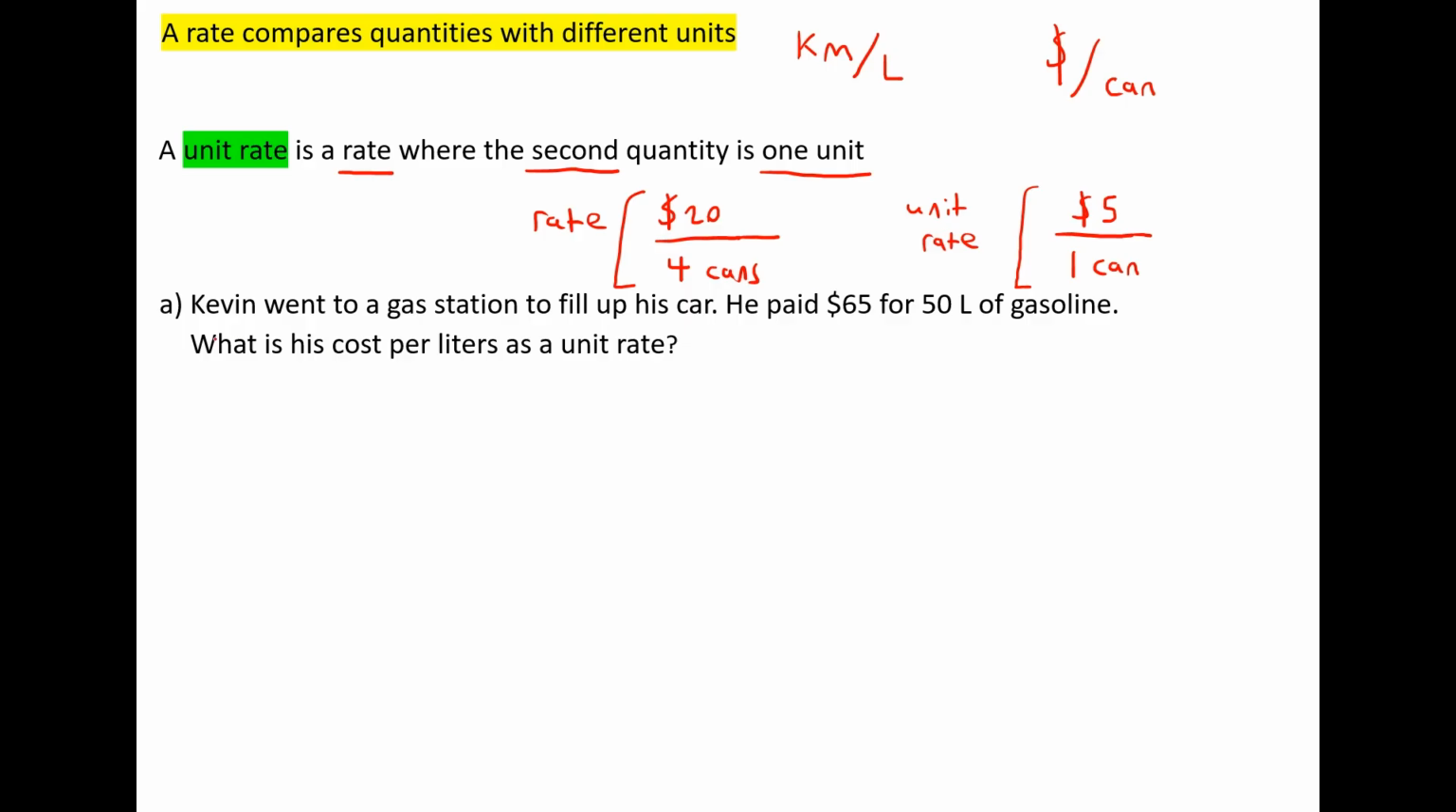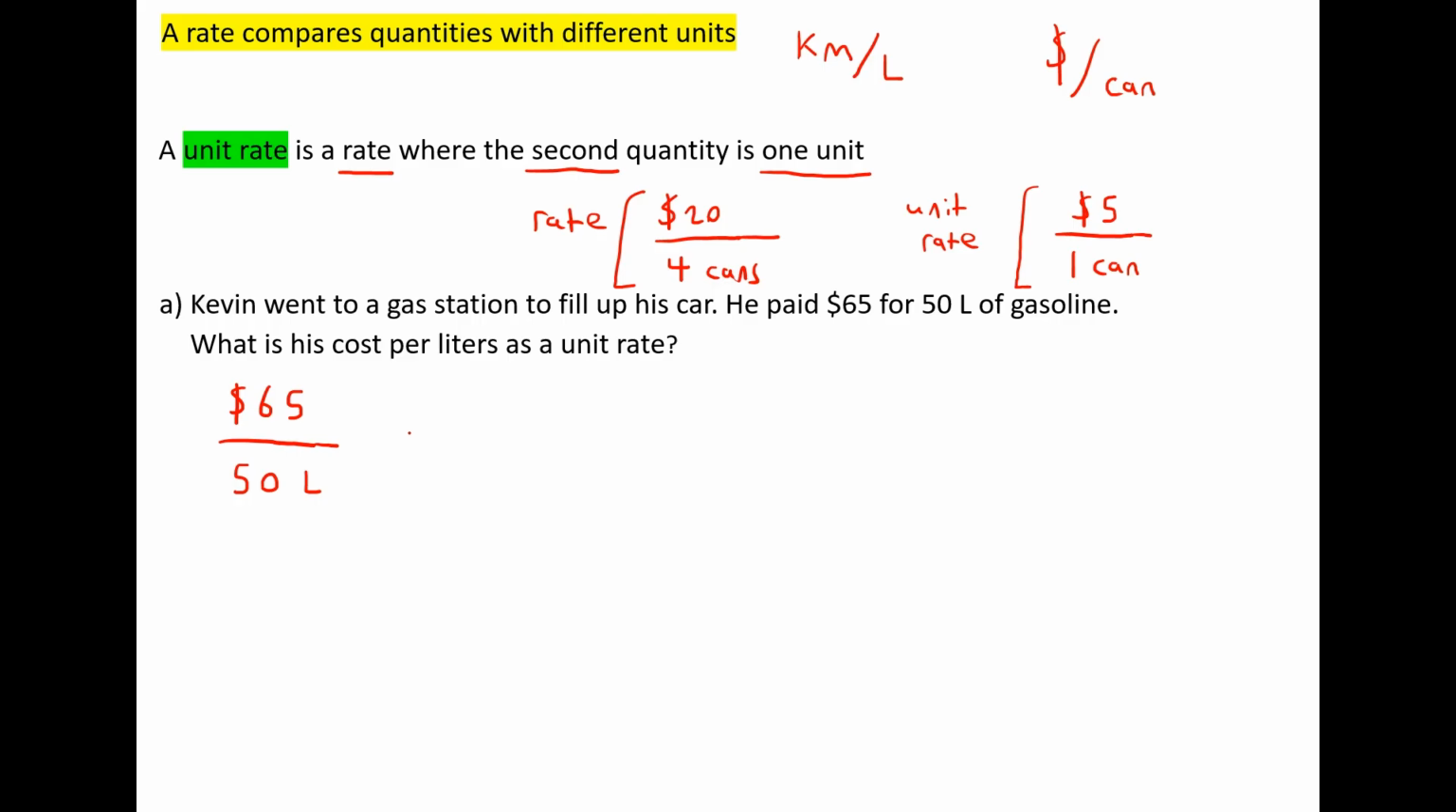Now, let's look at our example here. Kevin went to a gas station to fill up his car. He paid $65 for 50 liters of gasoline. What is his cost per liter as a unit rate? Okay, first let's define his rate. His rate is going to be $65 per 50 liters of gasoline.